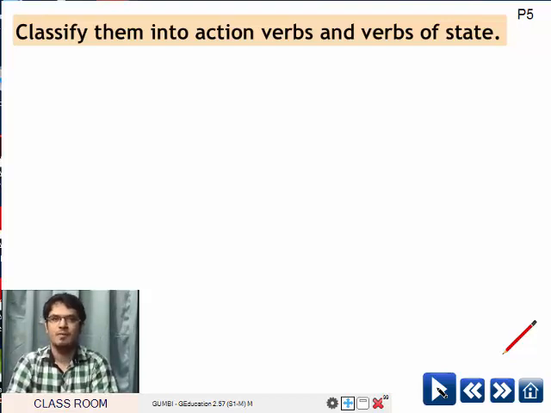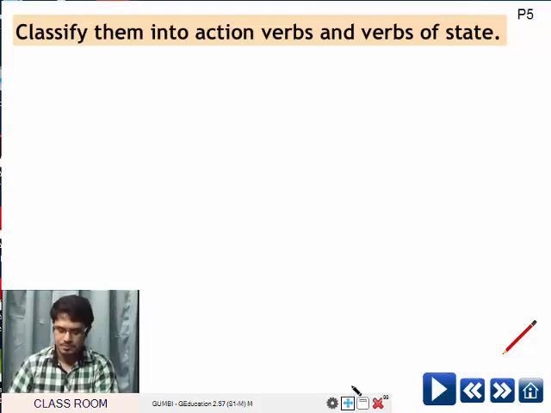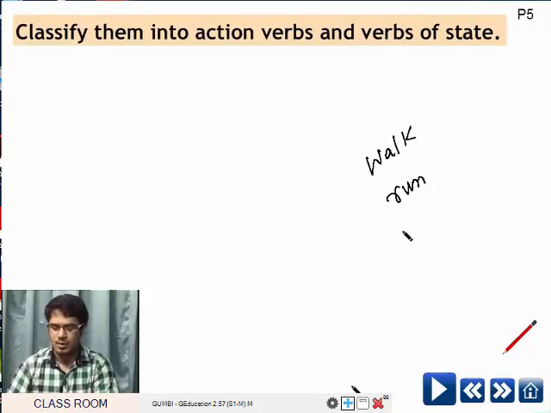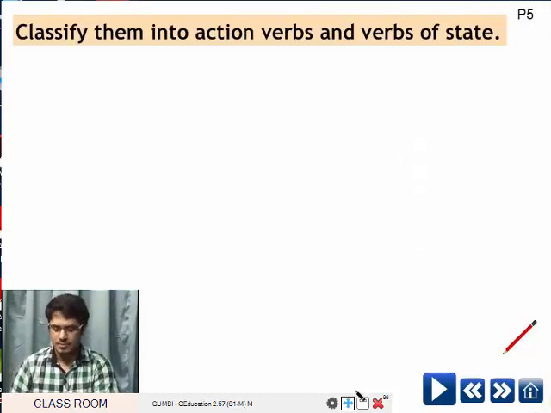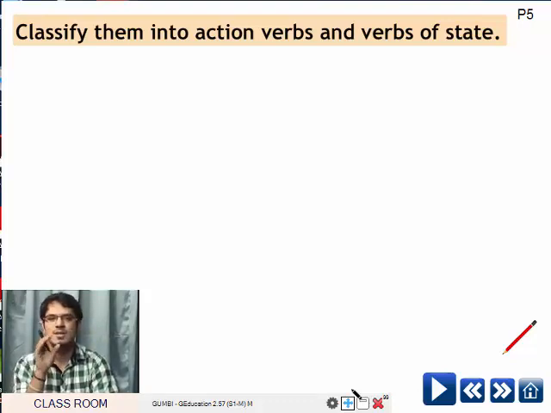So verbs of action, verbs that express action. Verbs that express action are called verbs of action or action verbs. For example, walk, run, jump. Here in these we see an action, so we call them verbs of action. But verbs of state, we refer to it as state when there is no action seen. Verbs of state do not indicate the action, they only show state.